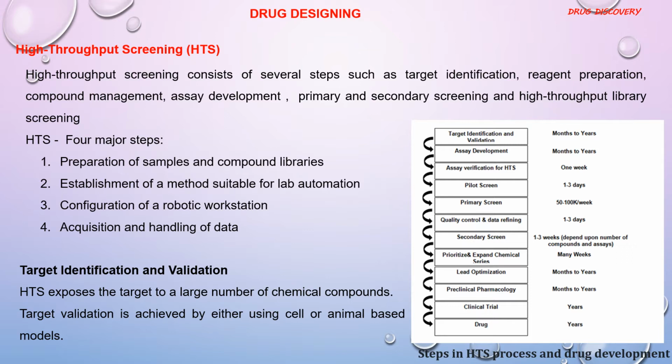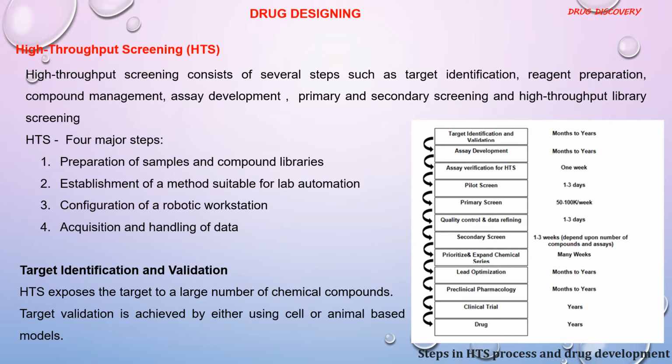The HTS process can be standardized at industry level and includes 4 steps. First, preparation of samples and compound libraries, which includes target validation and assay development. Second, establishment of a method suitable for lab automation. Third, configuration of a robotic workstation. And lastly, acquisition and handling of data.